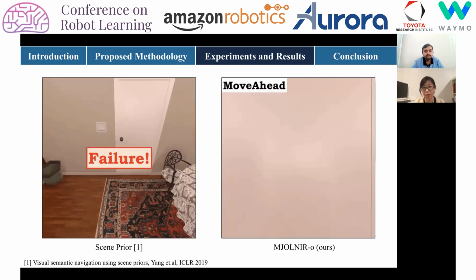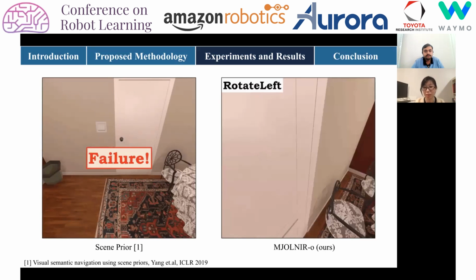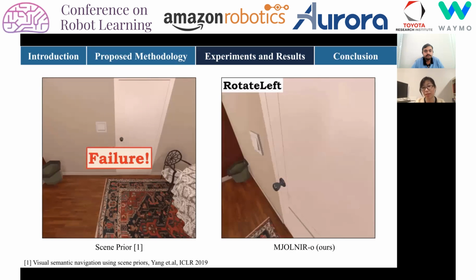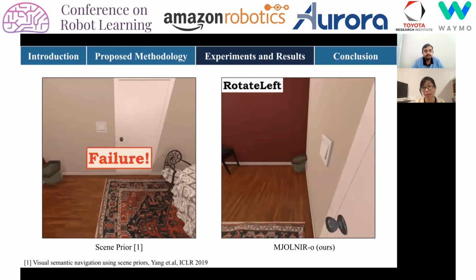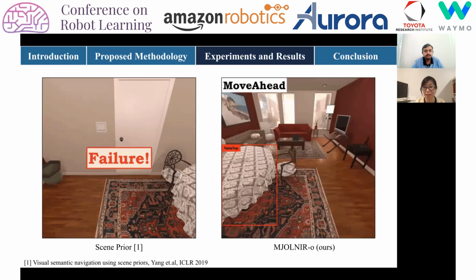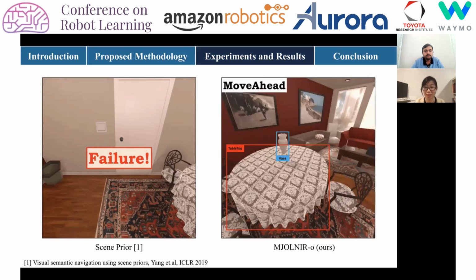In contrast, our model on the right uses the table as the parent object of the vase. So once it identifies the table, it can learn to associate with a vase and successfully detects it.